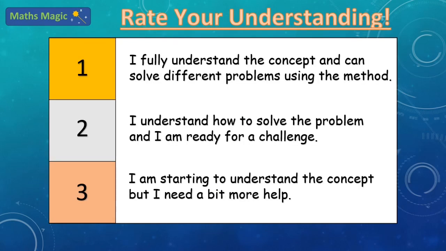Now's your chance to rate your understanding of this method. If you rated yourself a 1, you fully understand the concept and can solve different problems using this method. If you rate yourself a 2, you can understand how to solve the problem and are ready for a challenge. And if you rate yourself a 3, you're starting to understand the concept but need a little bit more help. If you rated yourself a 3 or a 2, watch the video again to become more confident using this method. If you rated yourself a 1, you can move on to formal method multiplication lesson 1, year 3.